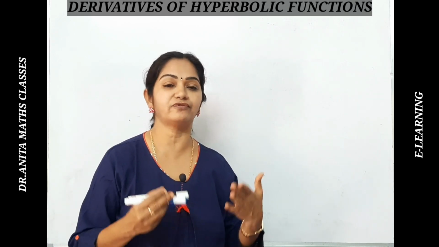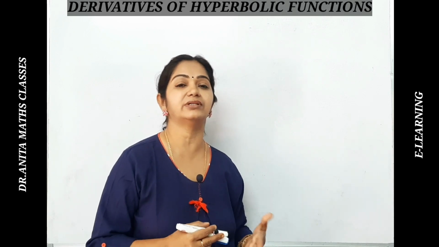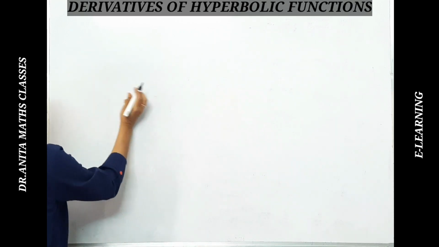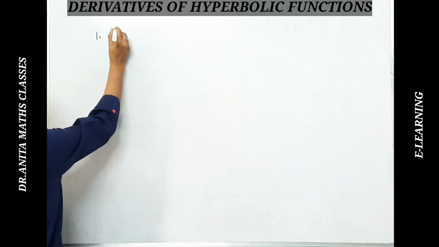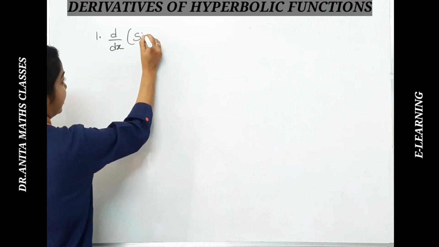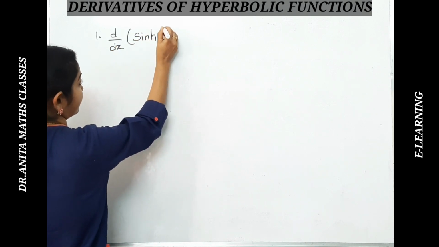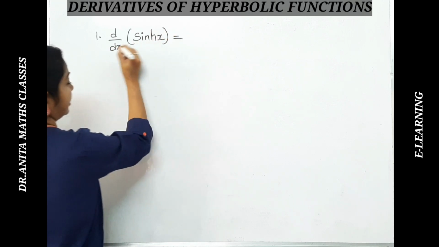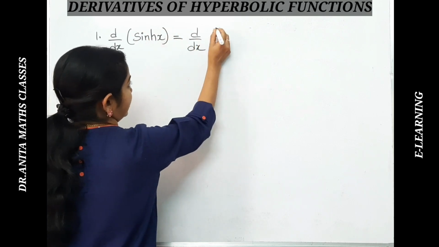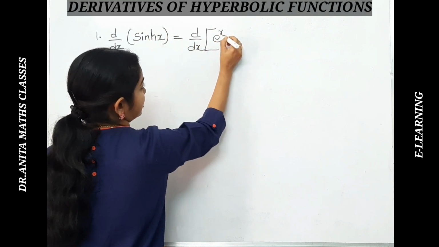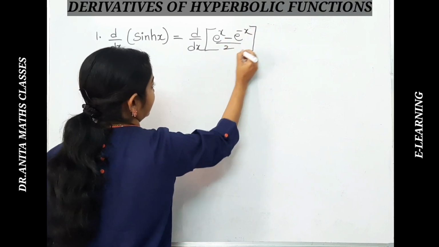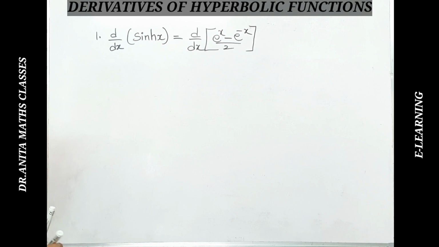Now the actual core of this video lesson is finding the derivatives of the hyperbolic functions. Now let us find the derivative of the first hyperbolic function. d by dx with respect to x. Let me find the derivative of sinh of x. We know sinh of x is e raised to the power of x minus e raised to the power of minus x divided by 2. We need to find the derivative of this one.